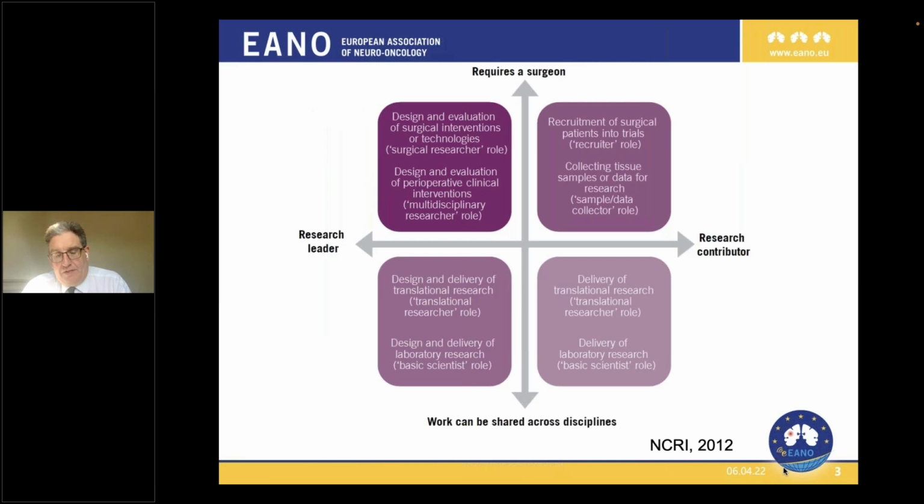In 2012, the National Cancer Research Institute in the UK published a document about the role of surgeons in oncology research. And they produced this document of the roles a surgeon can be involved with research. Some of it very much requires a surgeon and more surgical research. Others can do work across other disciplines. Some of it is also contributing to other research, some is leading research.